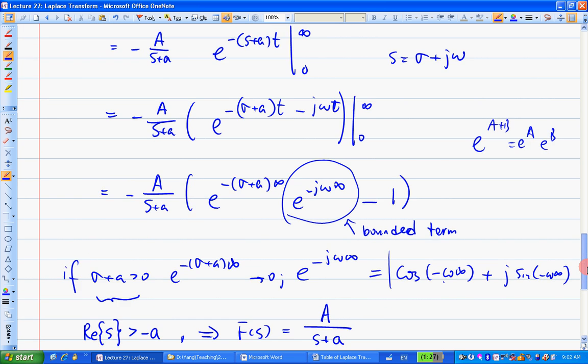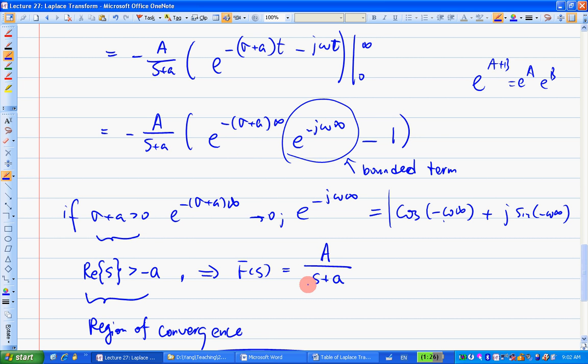Well, basically, how do I get this result? Under what condition, right? That's basically region of convergence. If I don't have this condition here, that term explodes. That makes sense, right? If the real part of s, or if sigma plus a is less than 0, for example, what happens to this term? It's not converging, right? It's diverging, basically. So you won't have this result here. So that's why I call it region of convergence.